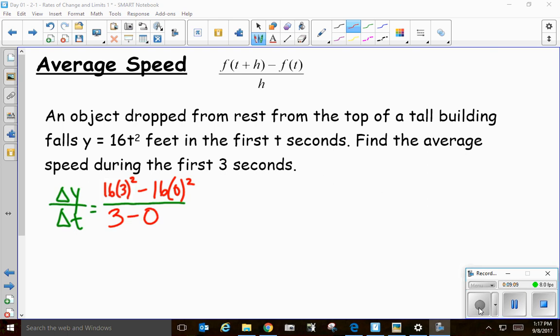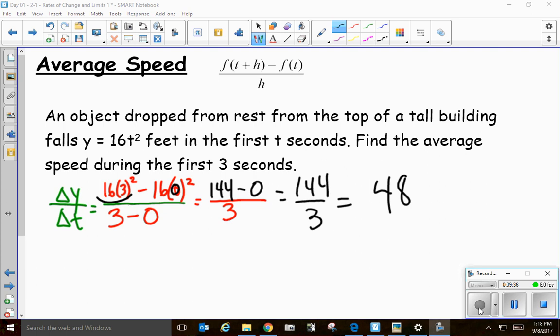So let's simplify this. I know the denominator, 3 minus 0, will be 3. Who can tell me what is 16 times 3 squared? 144. Anything times 0 is 0. So we have 144 over 3. And Adrian, you said that comes out to be what? 48. Don't forget your label.